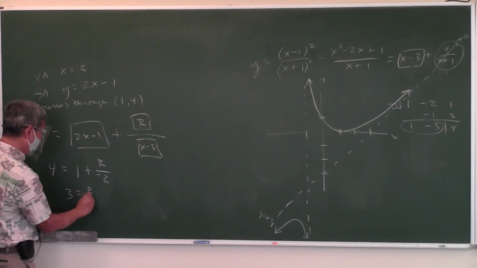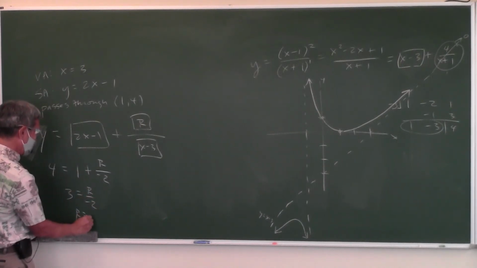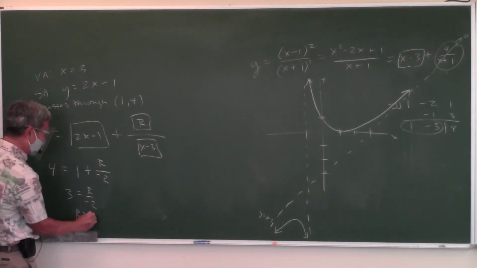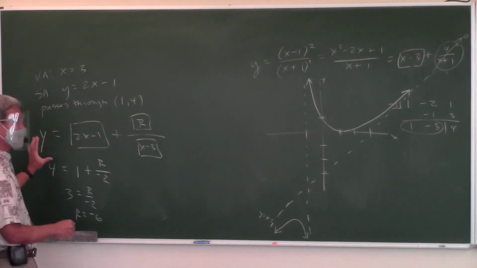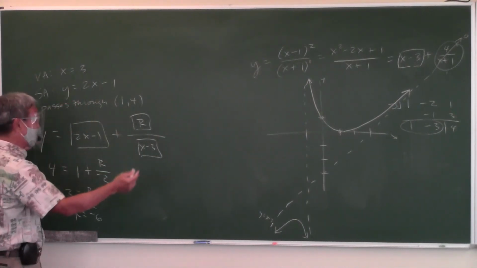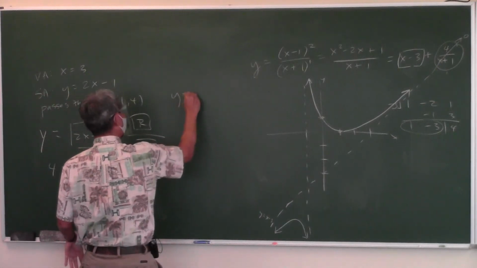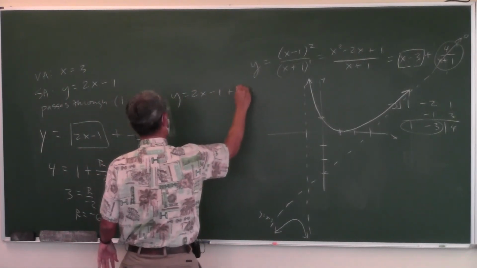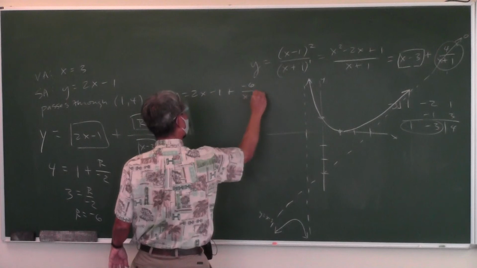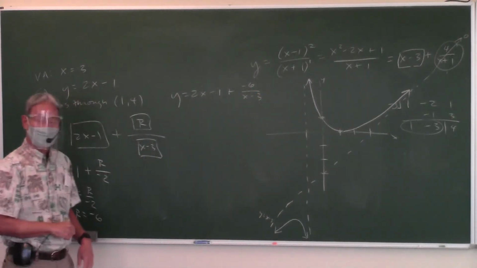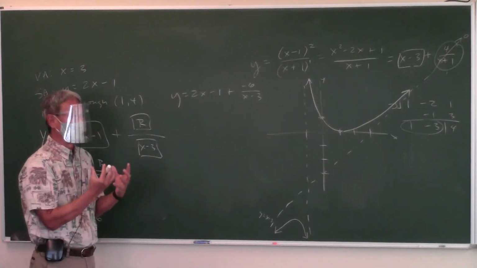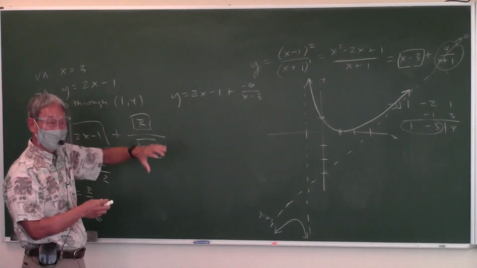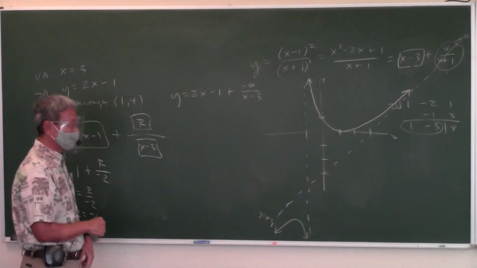3 equals r over negative 2. That means r equals, hello, that's the easy part right there, negative 6. So now that we know the remainder is negative 6, that means the equation of this graph is y equal 2x minus 1 plus negative 6 over x minus 3. Should I leave my answer like that? No, because on the quiz, you're going to have to put it in rational form, like polynomial over polynomial. So how do you do that?